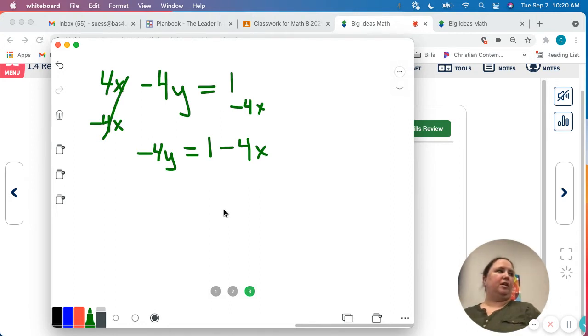Okay, it's good so far? Yes. Now how do I get the y by itself? Divide by negative 4. Take the negative with it. Good job, Daisy. Take the negative with it. We don't want the y to be negative. So that cancels this, and I'm left with the y over here. What is 1 divided by 4? Ugly, right? So just leave it. Negative 1/4.